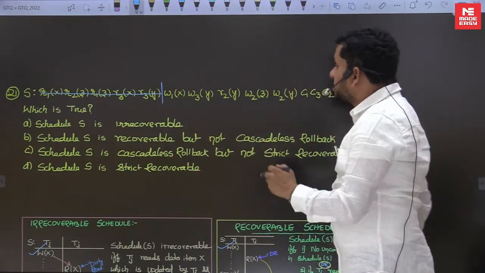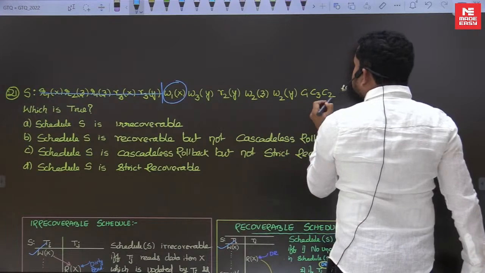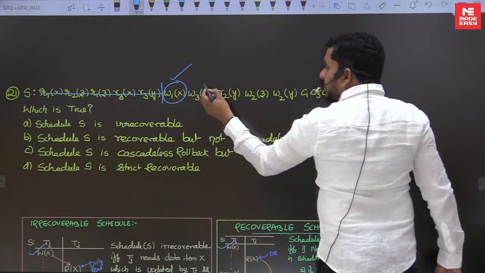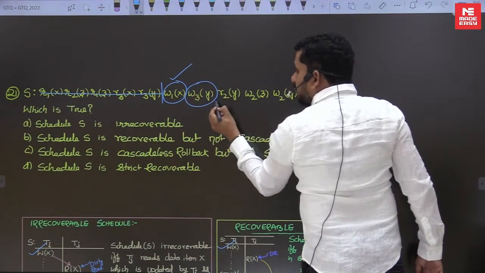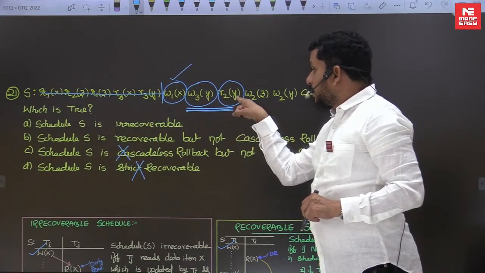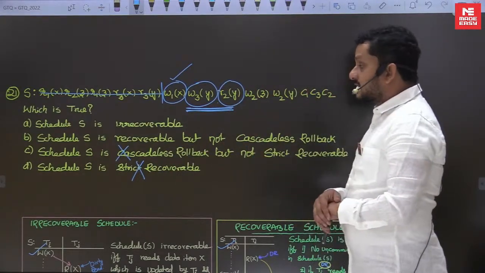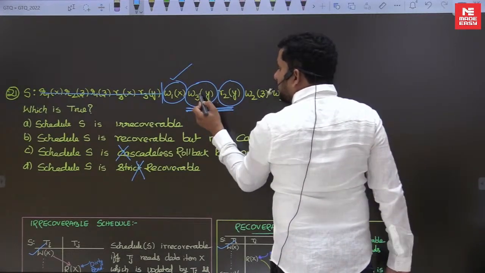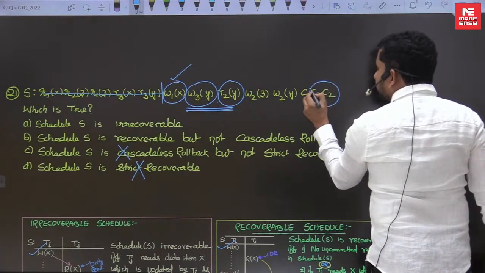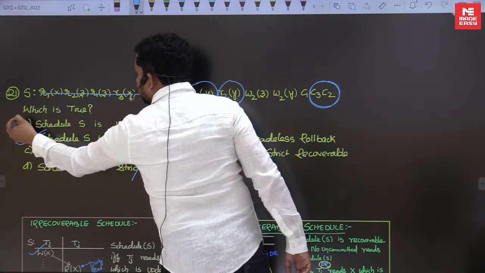Let's see whether strict recoverability is true or false. T1 writes the data, but after that no other transaction reads, so it does not violate strict recoverability. T3 writes the data before commit or rollback, and T2 reads it. That dirty read is not allowed in strict, and not allowed in cascadeless recoverable. To get recoverability, T3 should commit before T2, and T3 does commit before T2. So it is a recoverable schedule but not a cascadeless recoverable schedule.